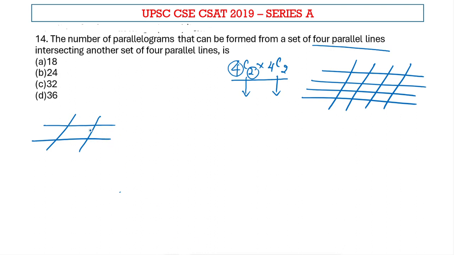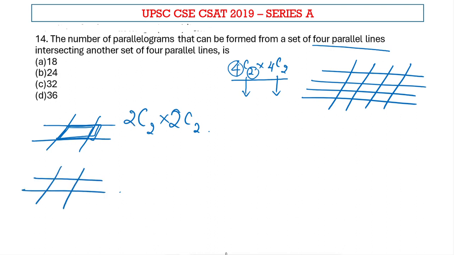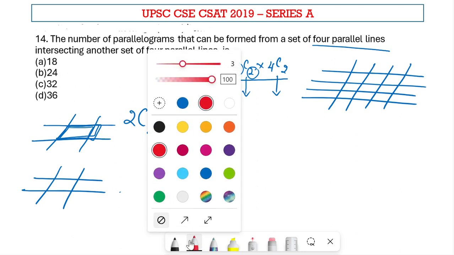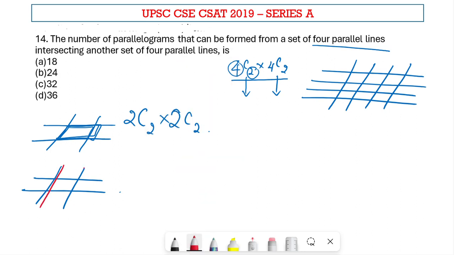If I had to ask you how many parallelograms can be formed from this, you would say one, right? Because only one is possible, that is this one. So this I would represent as 2C2 into 2C2. Why is that? So basically what I am doing here is, from these two lines, let me choose another color, from these two lines, I'm selecting two lines. The only possibility is two.